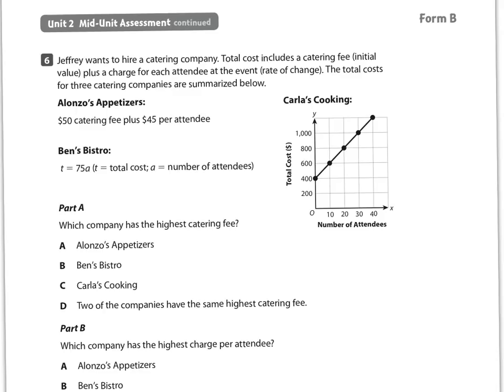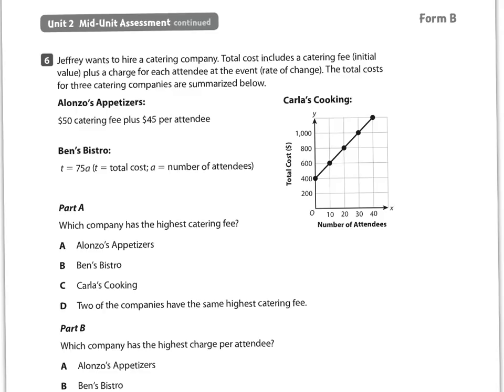This problem is going to be worth 3 points, 1 point for each part. But we're going to make sure that we actually take care of the slope and y-intercept at the beginning to make everything else easier. So the first part says, Jeffrey wants to hire a catering company. Total cost includes a catering fee, which is your initial value, plus a charge for each attendee of the event, which is going to be your rate of change or your slope. The total cost for 3 catering companies are summarized below.